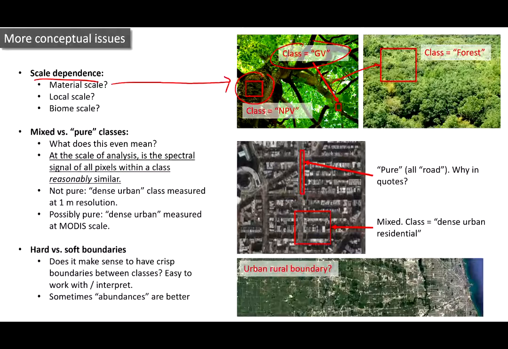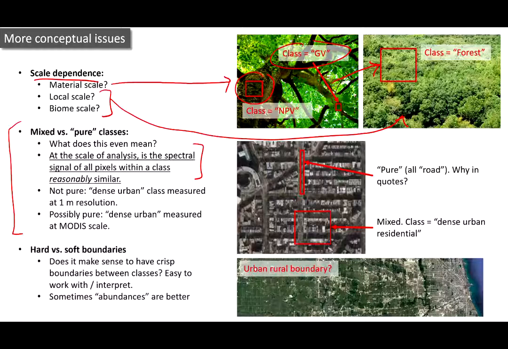Or do you just care that this whole area of a bunch of trees would be considered forest? And so this would be more starting towards your biome scale or local scale mapping, which is probably more common in remote sensing. And it relates to this issue of mixed versus pure classes. So, what does this mean? What does it mean to be a pure class? Well, it's a fuzzy definition, but is the spectral signature of all pixels within a class reasonably similar?